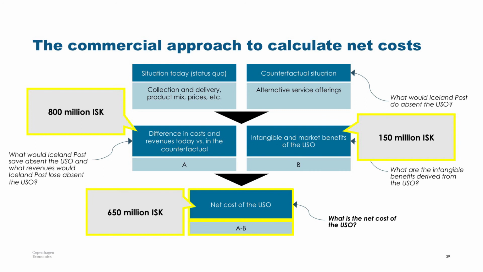But then we find that there's some good stuff as well. They have a monopoly and they get some nice money from that. So that's something we have to withdraw from the negative burden, 150 million Icelandic krona. And that then leaves us with a net cost of the USO of 650 million krona in the end. And that's where I leave you.